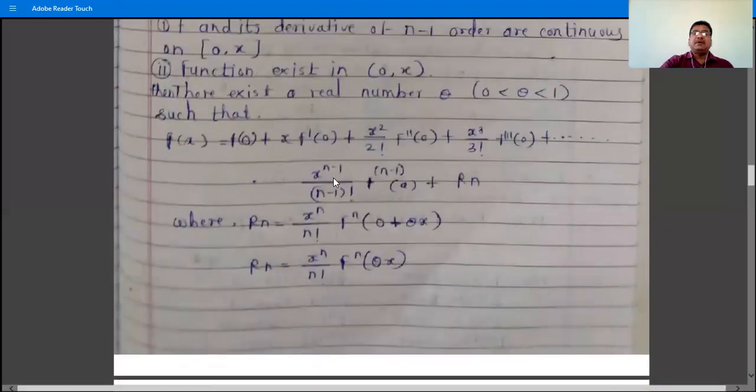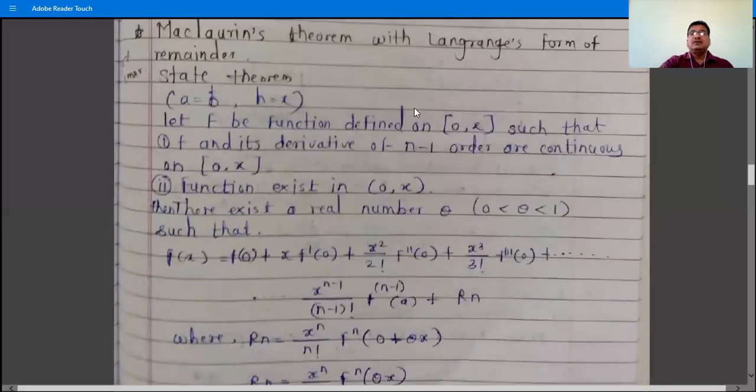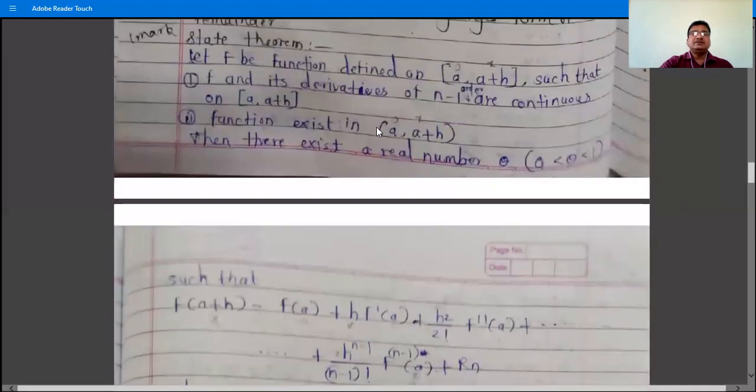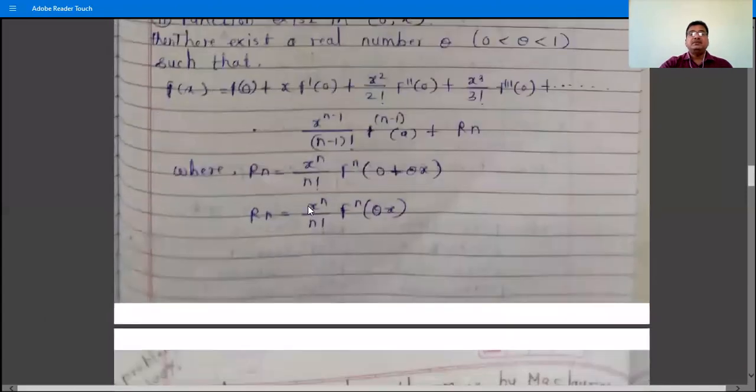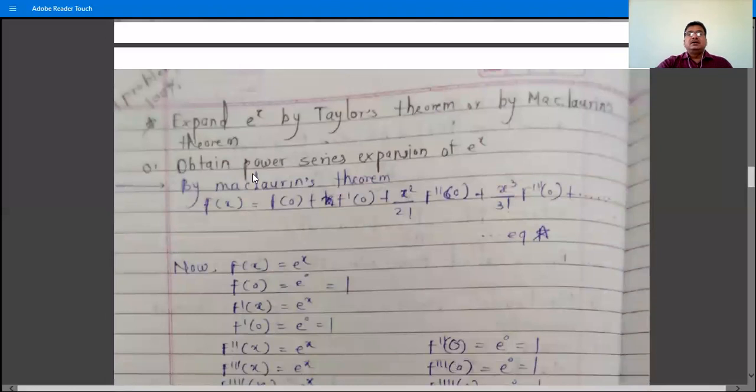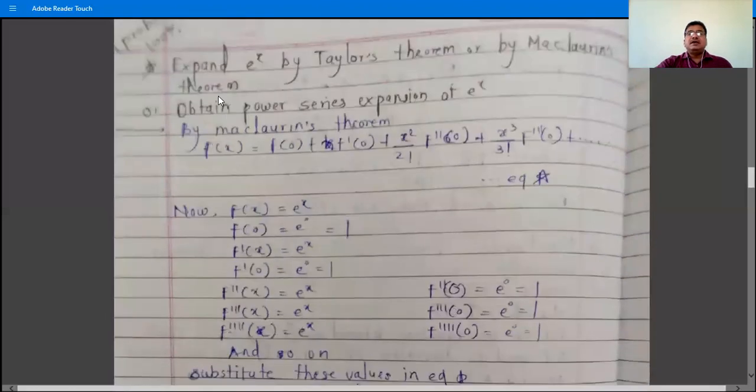So this is the Maclaurin's theorem with the Lagrange's form of remainder, and this is the Taylor's theorem with Lagrange's form of remainder. So just write a as 0 and h as x in Taylor's theorem, and we have the Lagrange's theorem. The examples on this theorem: expand e raised to x by Taylor's theorem or Maclaurin's theorem, both are same, or obtain the power series expansion of e raised to x.